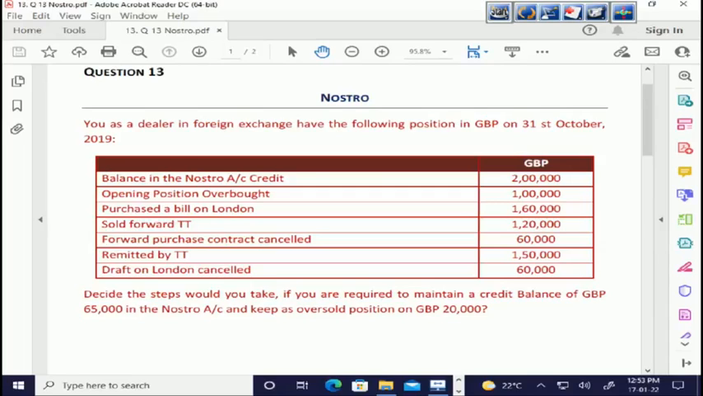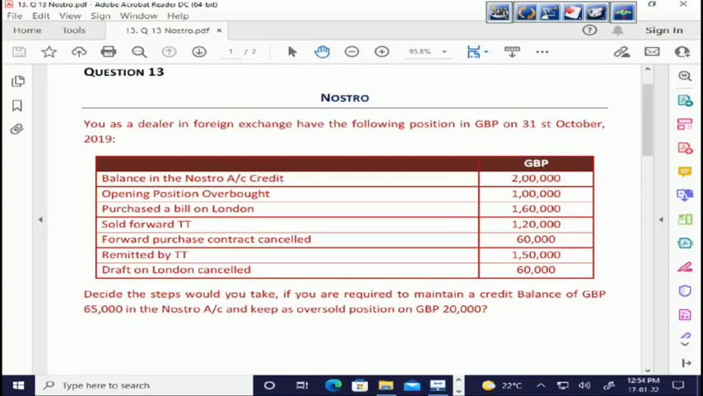So in the Nostro account we were having 2 lakh. Now we debit 1,50,000. So we are getting 50,000 credit balance. Draft on London cancelled. Now when the draft is made, that time SBI sells forward. When the draft is cancelled, SBI buys forward. Buys. So long position. 60,000 long. We were having 70,000 short. Now 60,000 long. So there is a 10,000 short. 10,000 short. That ends my discussion. We have a 10,000 short position in the position statement and we have an account balance of 50,000 credit.